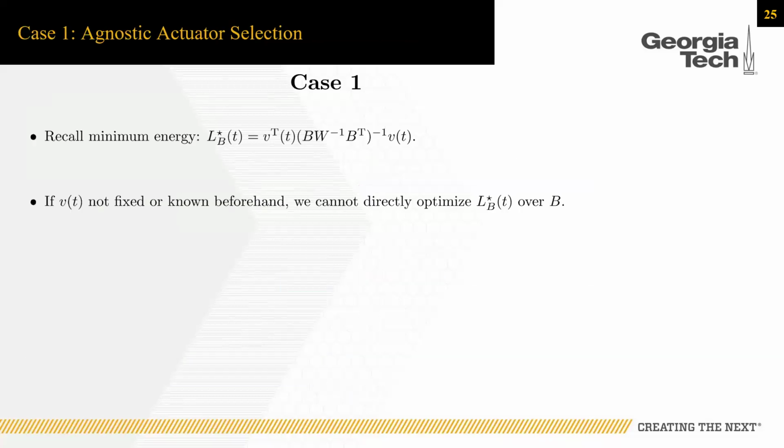So let's do the first case, okay? The first case is the agnostic actuator selection. Remember again, our optimal energy is given by this guy over there. And what I told you is that the V is a pre-specified control input, but if V is not fixed or known beforehand, one cannot directly find this one, right? Okay, so let's see what we can do. We will optimize on average, okay? And then by optimizing on average, you can choose F to be the trace of this guy over there, BW B transpose inverse.